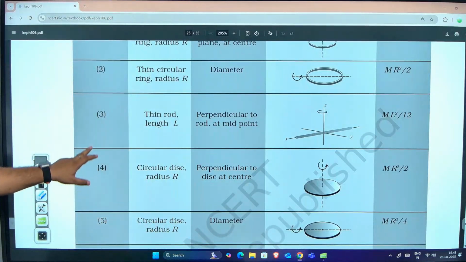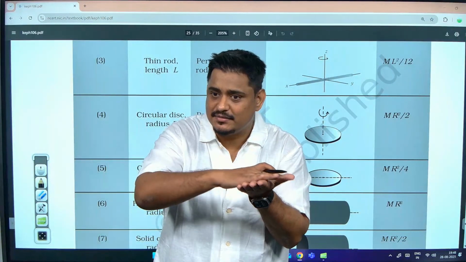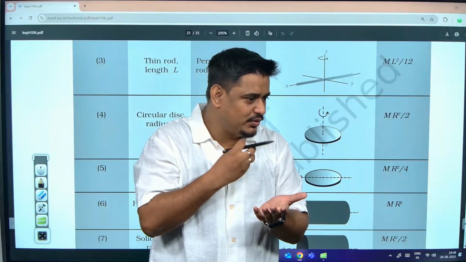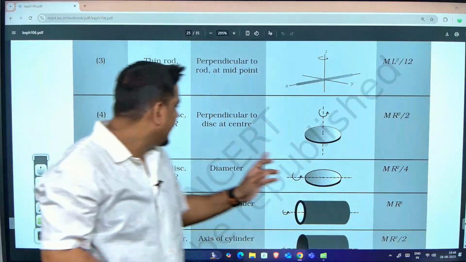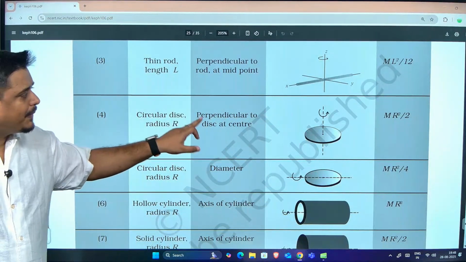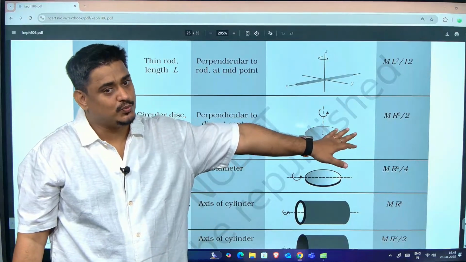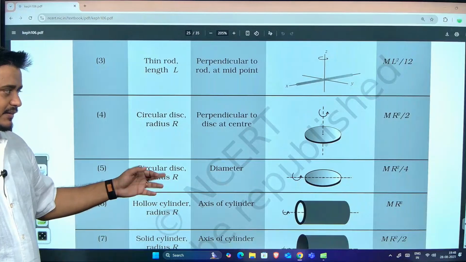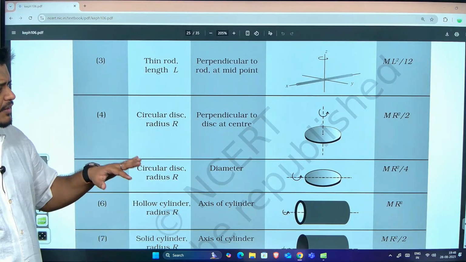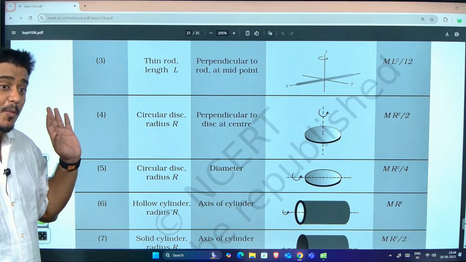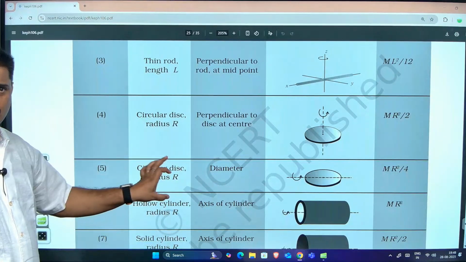Same way, if I am having a circular disc, disc is different from ring. Disc means like a plate in which you are eating food, that kind of round plate. So, that disc and the same rotational axis is passing perpendicular to the disc at the center. What is the moment of inertia? Mr square by 2. This you need not remember, I will derive it by using theorems in the commutative class. For the people not coming to commutative class, they can remember it. But for commutative students, I will teach a theorem which will help you in deriving it very easily. So, you need not remember all these formulas.